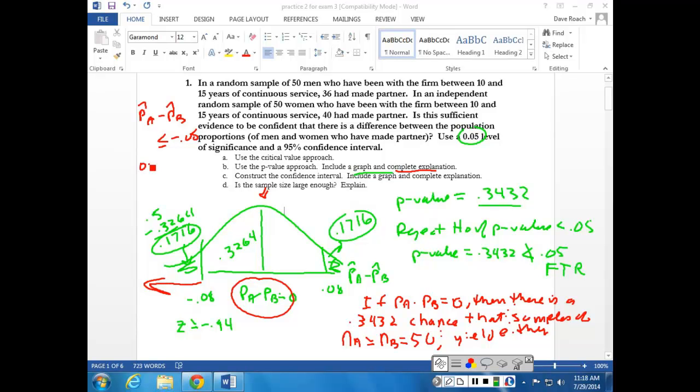Or p hat A minus p hat B greater than or equal to 0.08. This part. Okay. So again, once you have the sampling distribution drawn, if H0 was true, there's a p-value chance, that's the total area in the tails, that we would get either here or here.